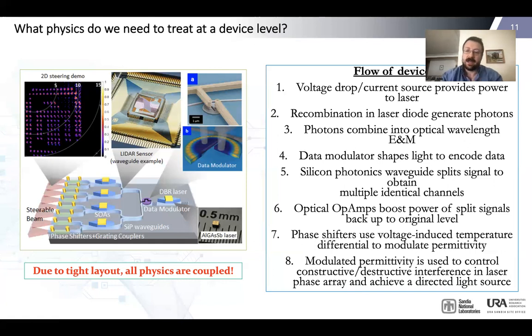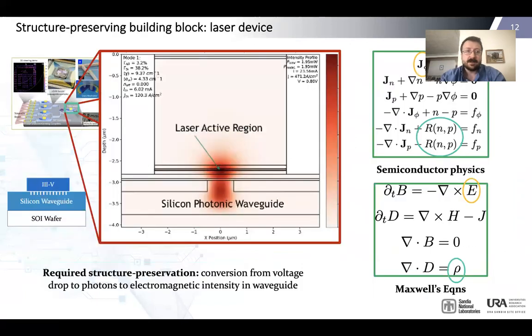And that way we can use that as a mechanism to point and steer the laser coming out. In order to achieve that, we apply a voltage drop across these phase shifters. That voltage drop induces a temperature differential, and that temperature differential modulates the permittivity within the silicon photonic waveguide. That's the way that we're able to manipulate this thing as required. But of course, this is a lot of moving parts with a lot of different physics, and they're all tightly coupled. So let's go block by block to get a sense of how they're working.